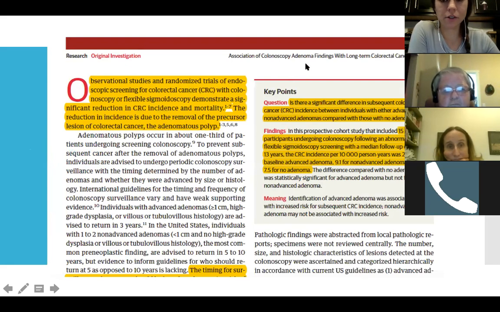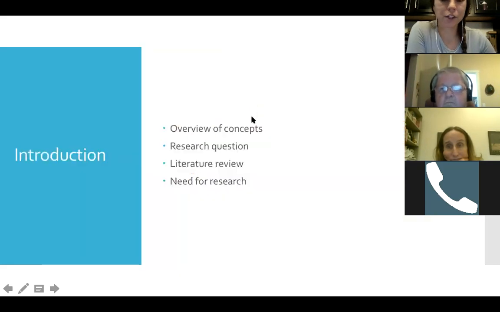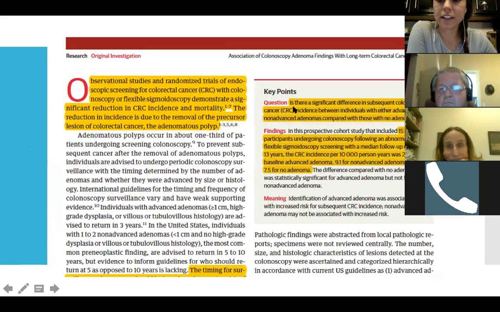One cool thing that this article does that you may not see in a lot of other research articles is they provide this key points box. It gives you another quick snapshot of the investigation, and they put here their question. This goes back to their research question and what they're trying to find out here: if there's a significant difference in colorectal cancer incidence between individuals with advanced or non-advanced adenomas compared to those with no adenomas. And we'll go into those results shortly. So this is what the introduction looks like. You'll notice that they don't title it introduction, and that's okay. Some do, some don't.